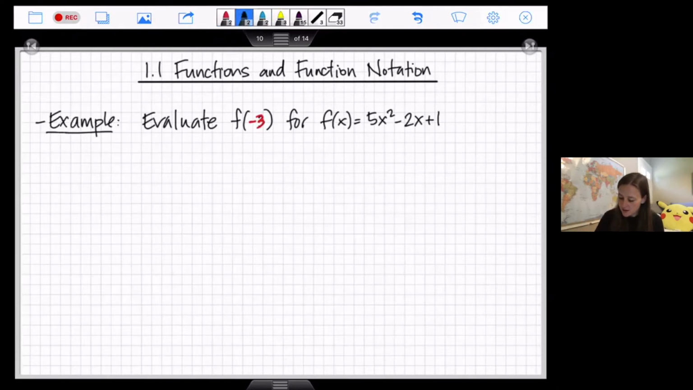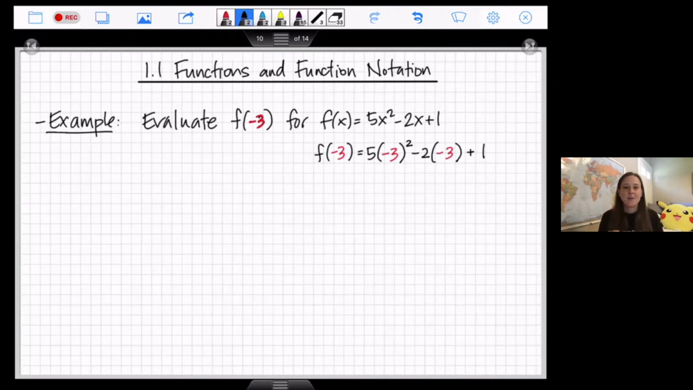I'm going to take out every single x that I see and leave a blank space. So 5 blank squared minus, there's an x, I'm going to replace it with a blank. Everywhere there was an x, I've removed the x and we're just going to replace it with whatever is in red in that parentheses there. So I'm going to replace all the x's with -3s. We're just plugging in x equals -3.